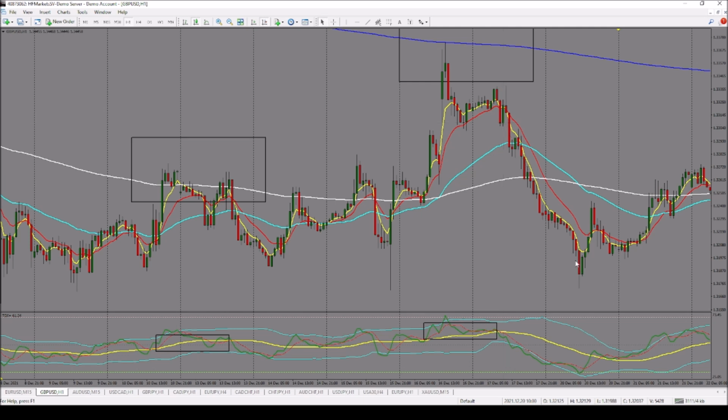So basically that is what we'll be looking for. The first thing is to see the RSI piercing out of the volatility bands on the H4 time frame, and then go to the H1 time frame to look for a setup that I've already mentioned.